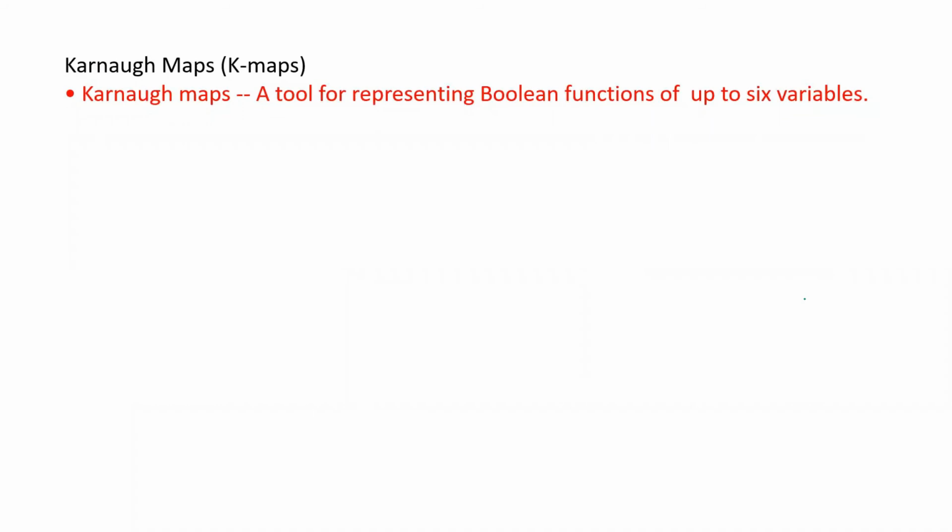K map is basically a tool for representing Boolean functions of up to 6 variables. Because when things become more complex, with 4 variables or 5 variables or 6 variables, conventional Boolean algebra will be very difficult to work with. So this is the definition, and it is somewhere around 1954, I think, or maybe the 30s. This was done by Karnaugh.